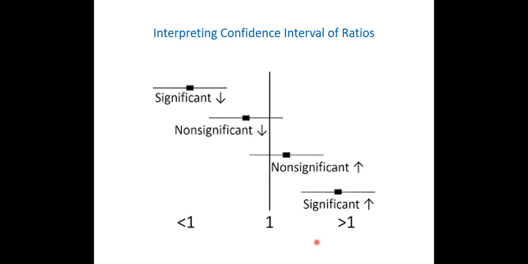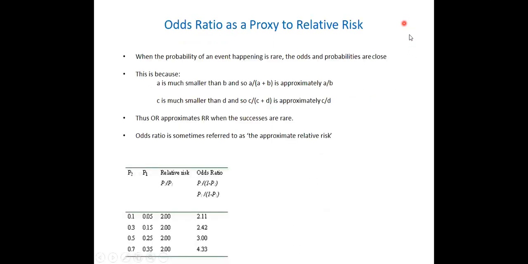Now, there are some things I want you to realize. Odds ratio serves as a proxy to relative risk. What do you mean by that? I think we have talked about it. By the time the disease is rare, the more it is rare, the odds ratio approximates relative risk.